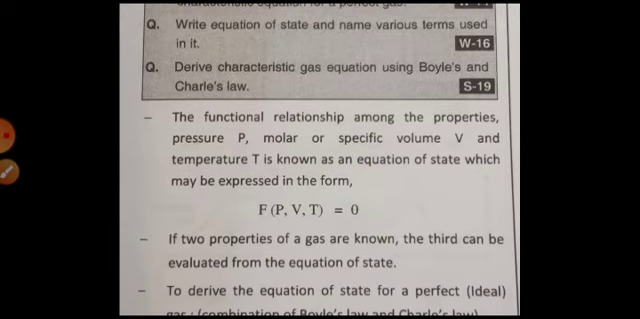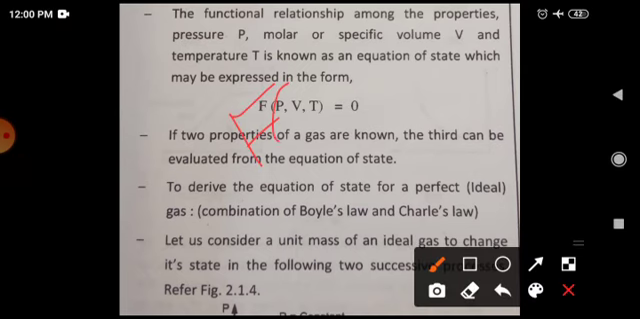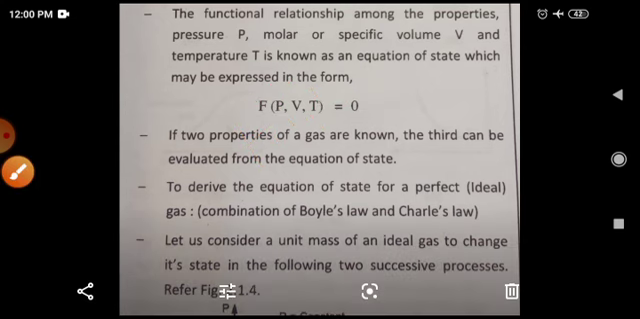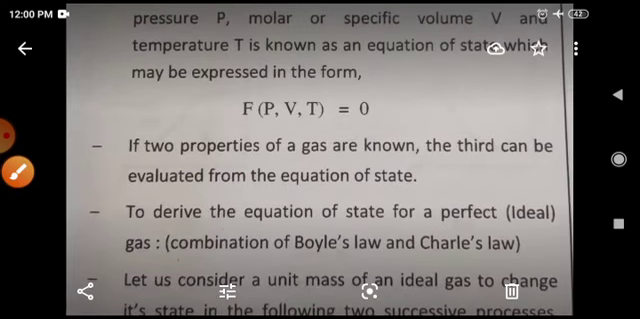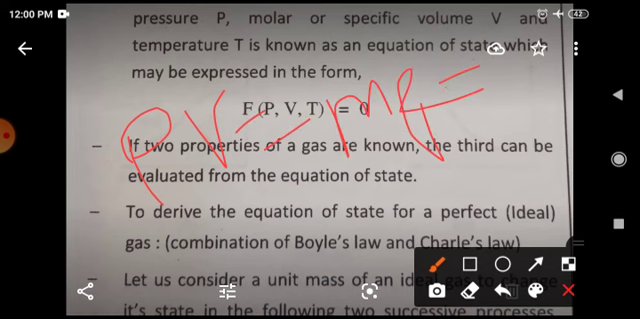The functional relationship among the properties pressure, molar or specific volume, and temperature T is known as the equation of state, which may be expressed as a function of P, V, T equals 0. Then if two properties of a gas are known, the third can be evaluated from the equation of state. We have already discussed PV equals mRT. This is the equation of state.